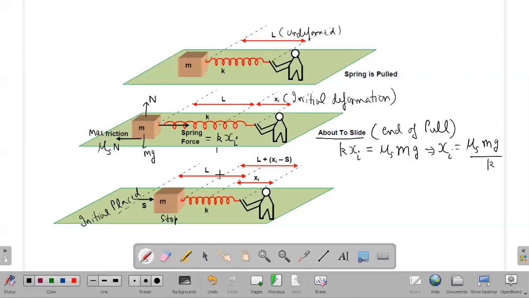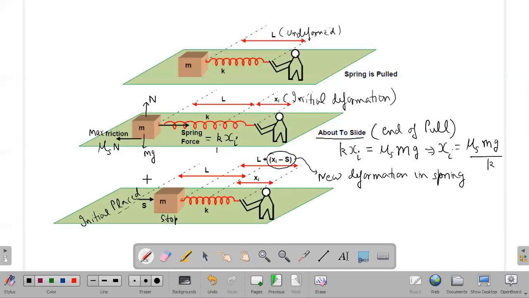So from geometrical calculation, you can show that the length of the spring is now L plus initial deformation minus capital S, and then you can say that xi minus capital X is the new deformation in this spring. Now the block has stopped.